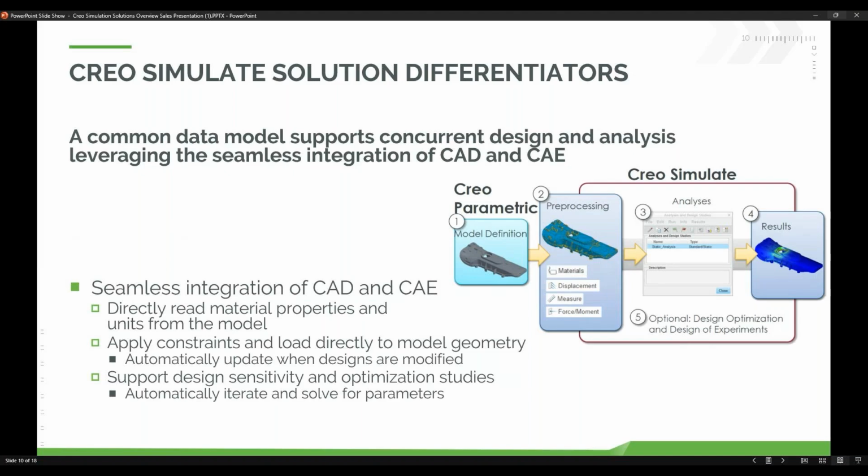It directly reads your material properties in your units from your model. It's going to apply your loads and constraints to your model geometry. It'll automatically update when your design updates. So if I go in and I have a hole and I make that hole twice as big, it will automatically update when your design is modified. It also supports sensitivity and optimization studies.